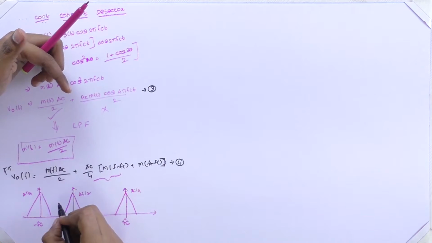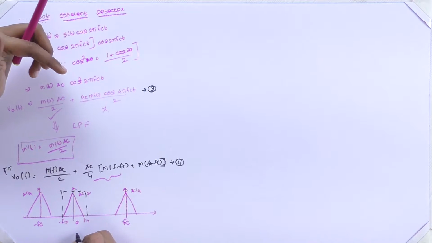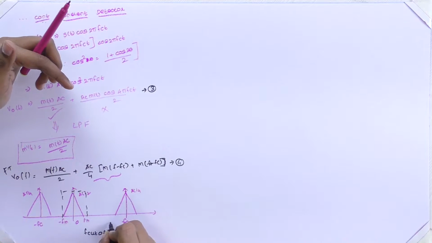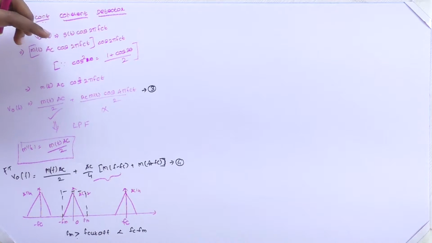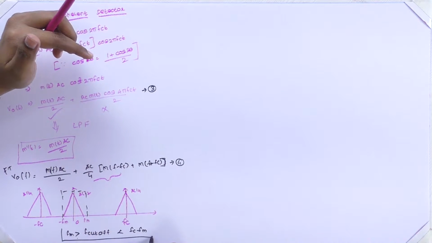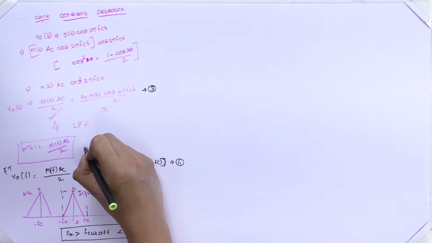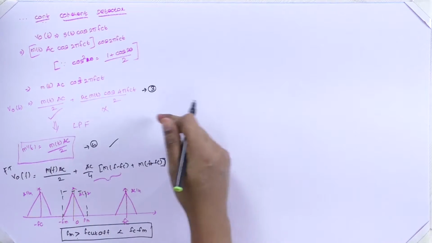The low pass filter is going to have a cutoff frequency less than that of fc minus fm. This cutoff frequency should be greater than the frequency of the message signal. This is the cutoff frequency for the low pass filter. So this is our desired signal. We have recovered the message signal from the coherent detection.